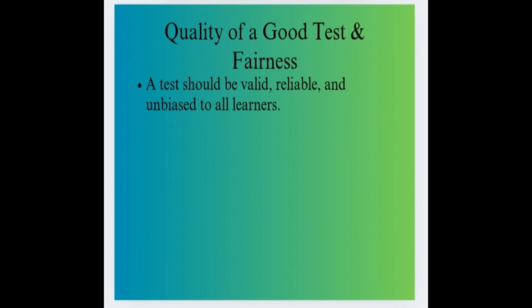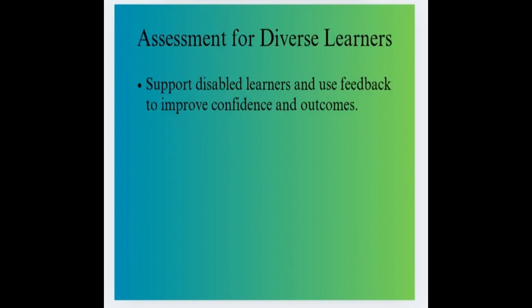What is the quality of a good test? A test should be valid, reliable, and unbiased. Unbiased is really important. When it is for diverse learners, it should support disabled learners and use the feedback to improve confidence and outcomes. There will be some students who couldn't complete it, so as teachers we have to give proper feedback to improve their confidence and their outcomes.